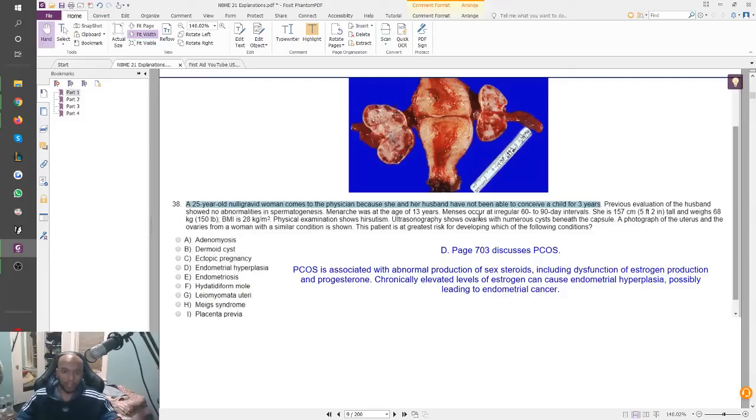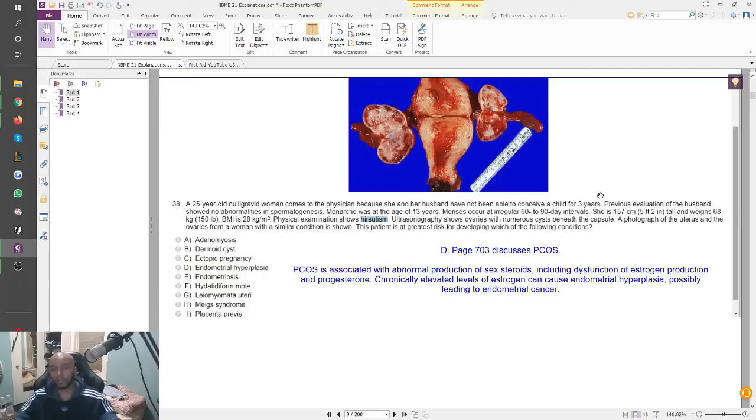Menarche was at age 13. Menses occur at irregular 60 to 90 day intervals. She's 5'2" and weighs 68 kilograms, 150 pounds. Right, so for a 5'2" woman, 150 pounds is pretty heavy. And they tell you that by giving you the fact that her BMI is 28. Physical exam shows hirsutism, which is a giveaway for the diagnosis. Ultrasonography of the ovaries shows numerous cysts beneath the capsule. A photograph of the uterus and the ovaries from a woman with a similar condition is shown. The patient is at greatest risk for developing which of the following conditions?